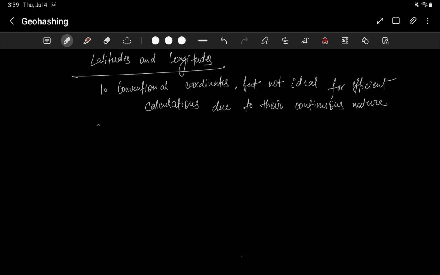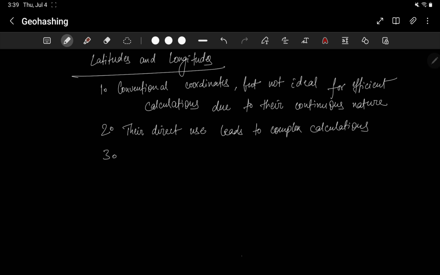Okay. Also, if we use them directly, their direct use leads to complex calculations. Okay.